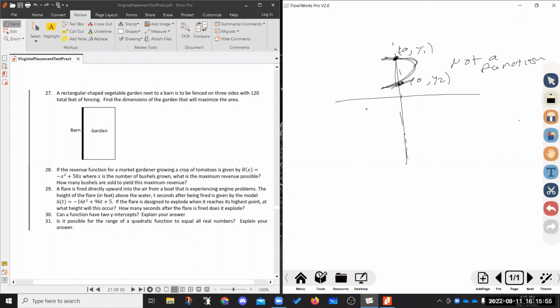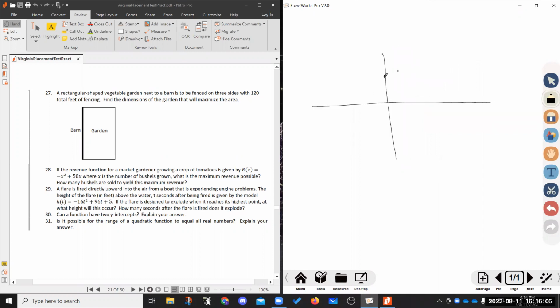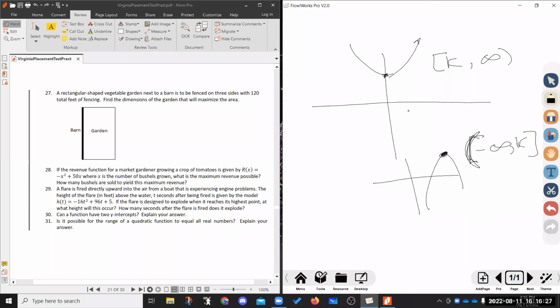Okay. Is it possible for the range of a quadratic function to equal all real numbers? No. A quadratic function either needs to have a vertex that opens up, and it's going to start at k and go to infinity, or it's going to open down and it's going to start at negative infinity and go to k. It's always going to be limited. It's going to reach a maximum or it's going to reach a minimum. It's not going to take up the entire number line here. So it's not possible for the range of a quadratic function to be all real numbers.